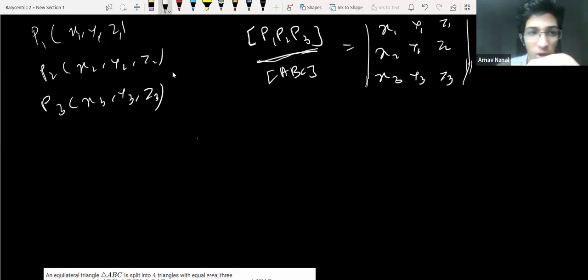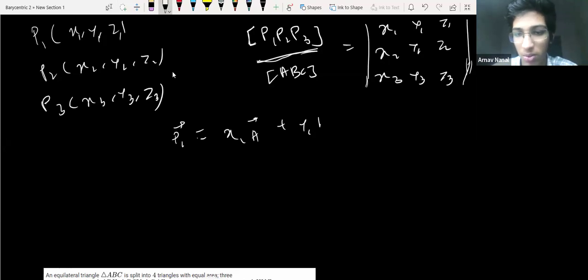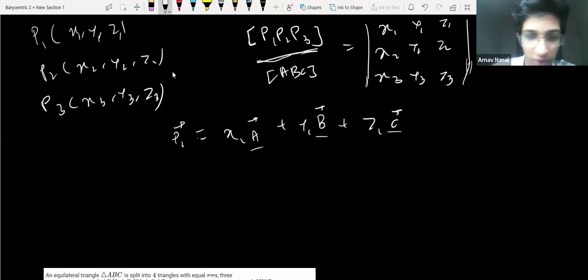Just represent P1, P2, P3 in vector form. These are homogeneous. You have that P1 is equal to x1a, by a I mean this a, plus y1b plus z1c. Then you translate this into coordinate sort of stuff. I mean, there must be a better method, but this is the method I can think of right now. So you translate this into coordinate stuff, like you can take a as something, b as something, c as something.